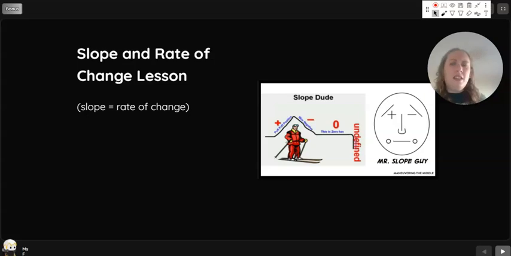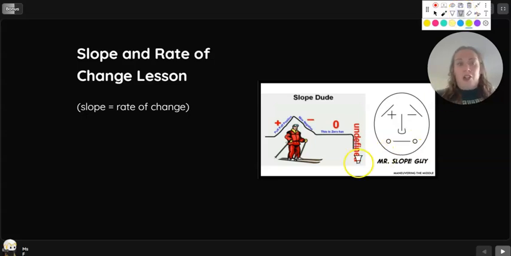So this Quizizz is a little different. It's not all questions. There's also something called a presentation. So there's some lesson notes and then there's questions built in as well. So we're going to go through the presentation and then answer questions throughout, kind of like an Edpuzzle, okay? So this is the slope and rate of change lesson.